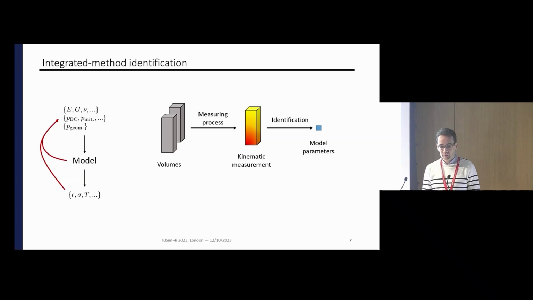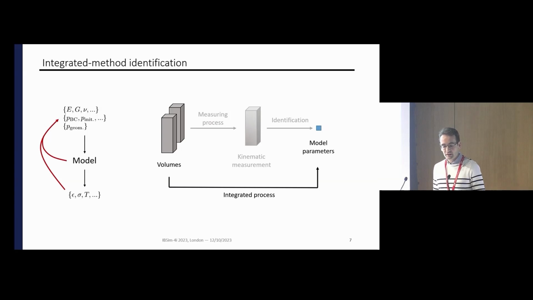The classical way to do, when we have some DVC or DIC measurement, is to first measure the kinematics and then perform an identification, for example using finite element model updating or this kind of method. But here, as the kinematic measurement can induce some kind of artifact or bias, especially when data are very noisy, as in this case, we can bypass the computation of the kinematic measurement and directly compute the parameters of the model. So that's why we call it the integrated process.